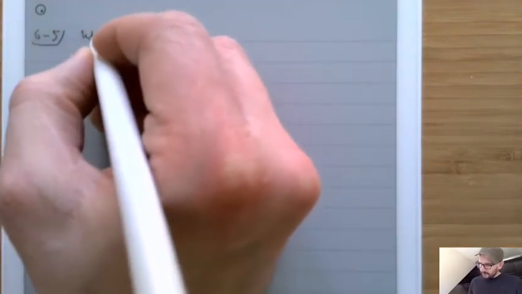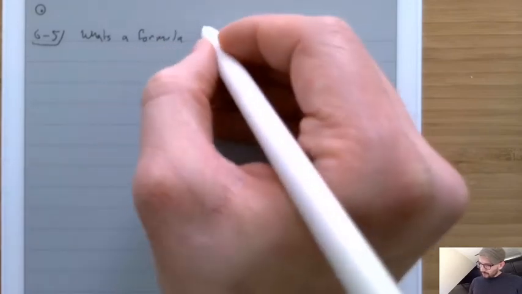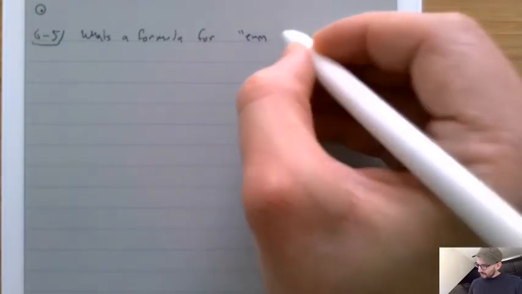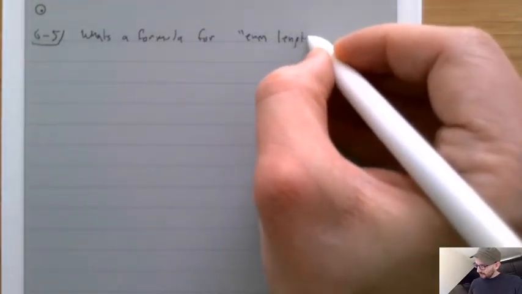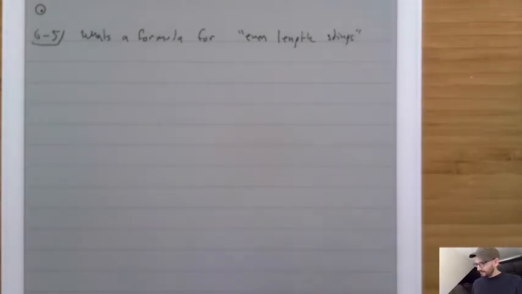What's a formula for even length strings? So how can we come up with a formula for that? Well, it's actually quite nice.